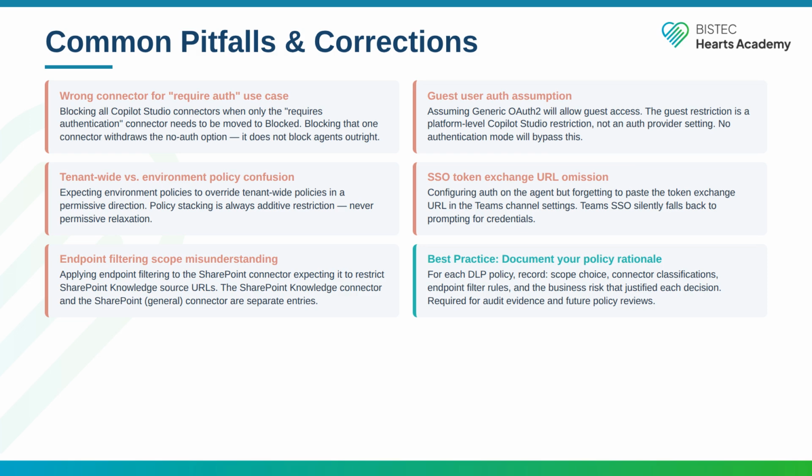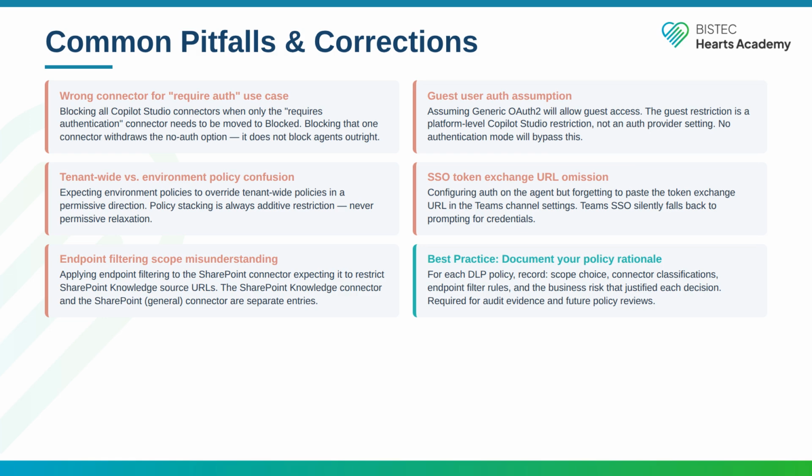The fifth pitfall is omitting the token exchange URL from the Teams channel settings after configuring it on the agent. Teams SSO silently falls back to prompting users for credentials when the token exchange URL is missing or mismatched. There is no error message to alert you to this problem. If SSO is not working as expected, the first thing to verify is whether the token exchange URL is present in both the agent security settings and the Teams channel settings.